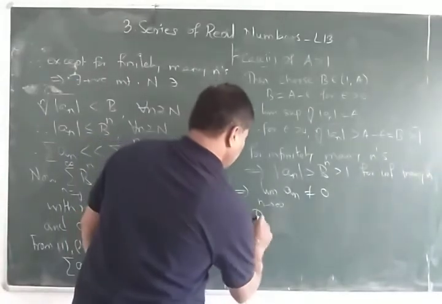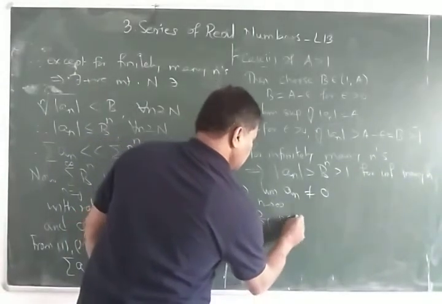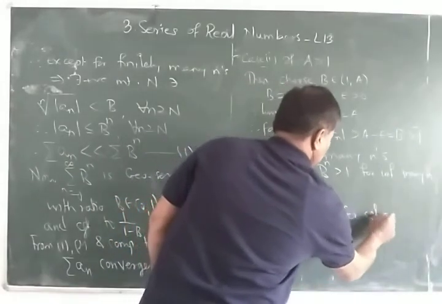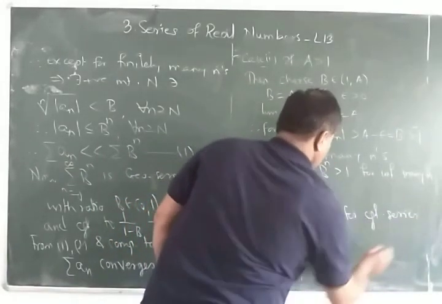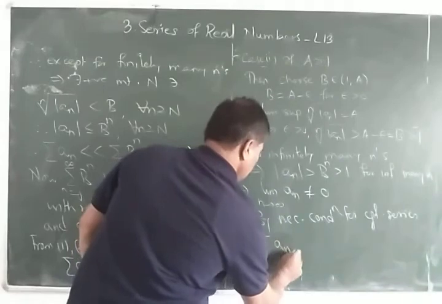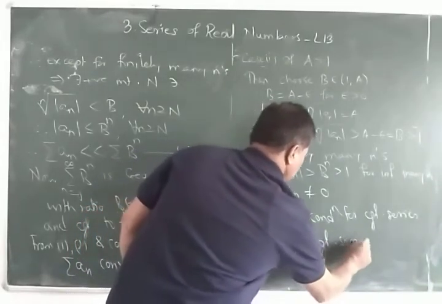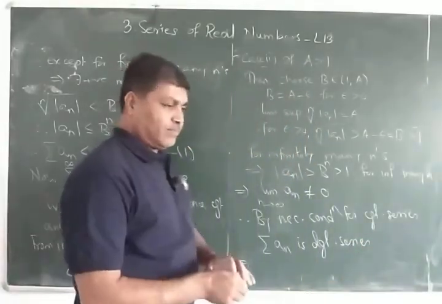Therefore, by the necessary condition for convergent series, the summation of a_n is a divergent series. Okay.